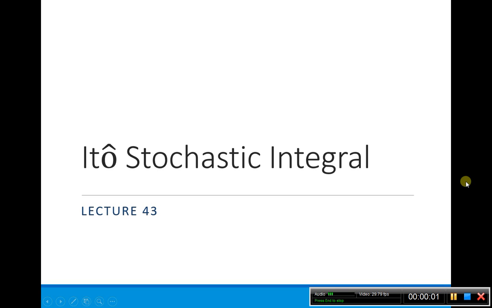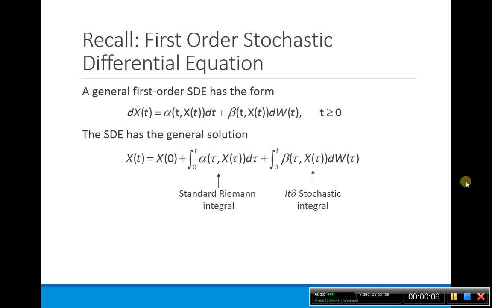This is lecture 43. We're going to talk about the Itô stochastic integral. Okay, so remember what we did last time. Last time I gave you the general form for a stochastic differential equation. It had this form: dx is equal to alpha dt plus beta dw.